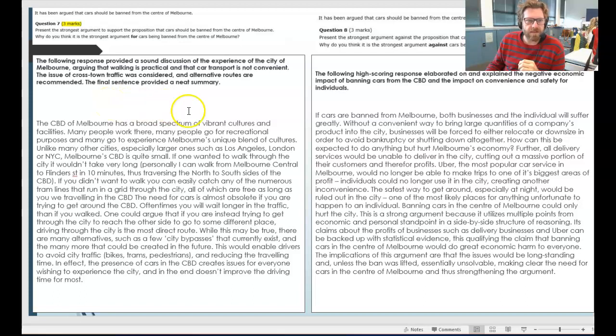Not so easy to come up with an answer. Let's have a look at what the person said. Now, here's the statement of what the examiner has said. They said the following response provided a sound discussion of the experience of the city of Melbourne, arguing that walking is practical and that car transport is not convenient. The issue of crosstown traffic was considered. Alternate routes are recommended. The final sentence provides a neat summary. Okay, let's just jump down and have a look.